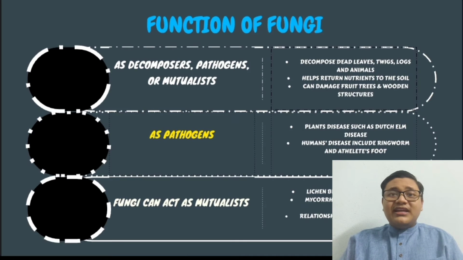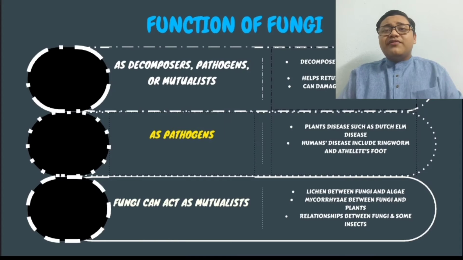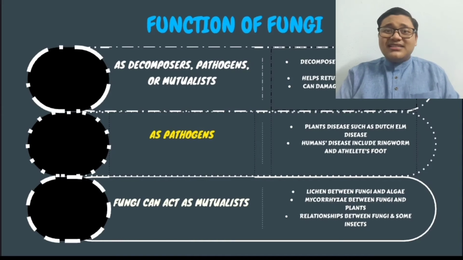Next, fungi can act as pathogen, especially in plant including Dutch elm disease, and also for human disease including ringworm and athlete's foot. The third function of fungi is to act as mutualist. For examples, lichens form between fungi and algae, and mycorrhizae form between fungi and plant. And lastly, the relationship formed between fungi and some insects.